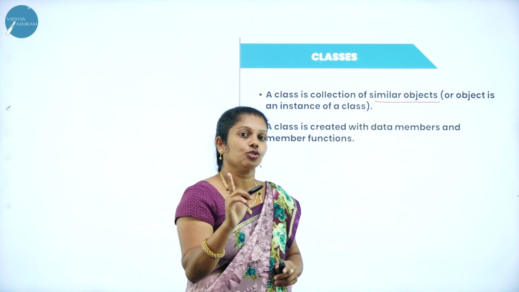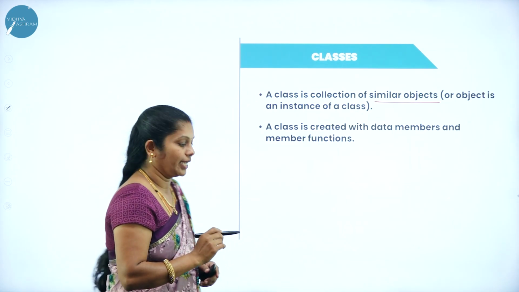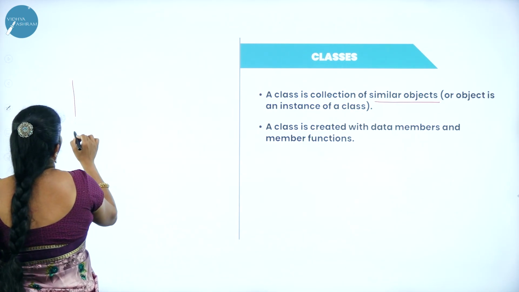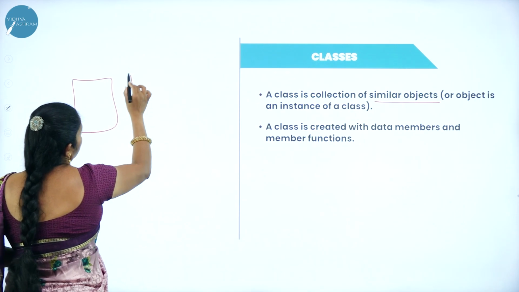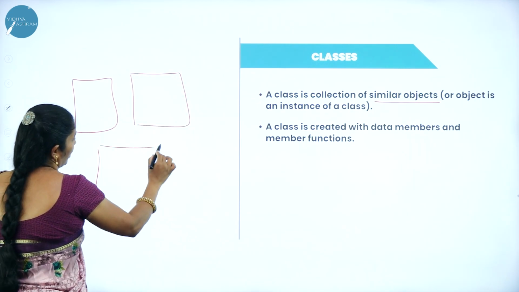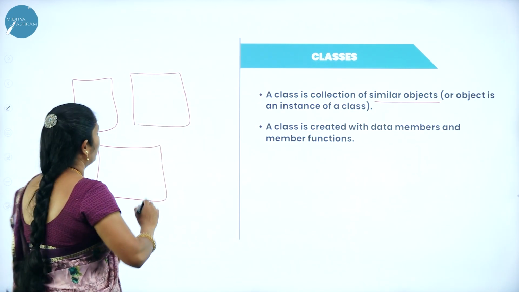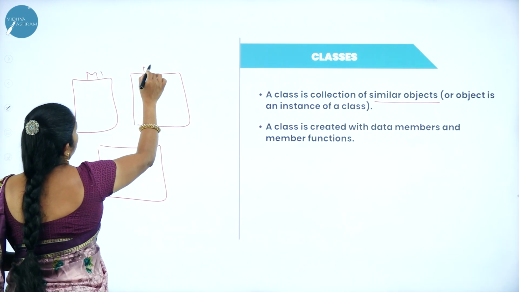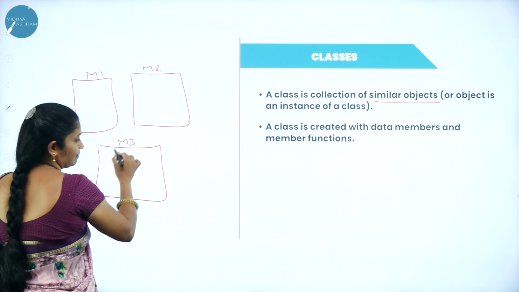Class is a collection of related objects. For example, consider here we have one mobile. Here also we have one mobile. Here also we have one mobile. Consider we have 3 mobiles. This is mobile 1, this is mobile 2 and this is mobile 3.